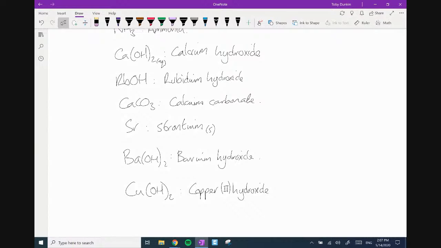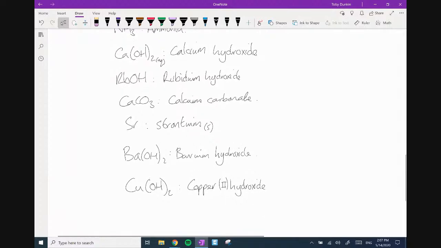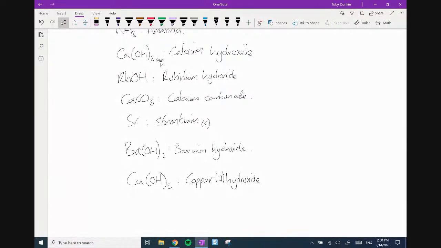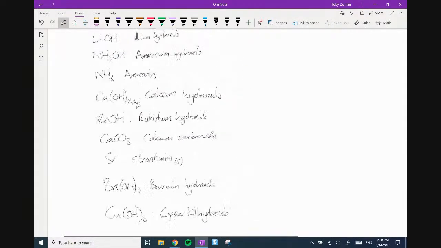Acetone, Shanley, no. Acetone is neither an acid nor a base. Good one, though. Yeah, it's a solvent. Acetone is neither acid nor base.